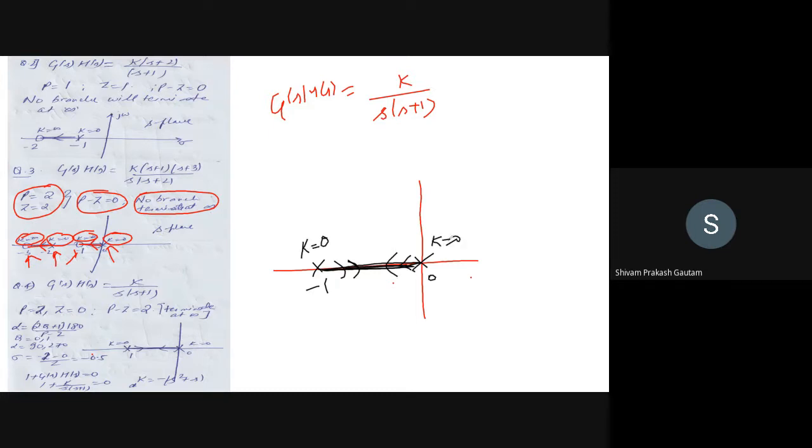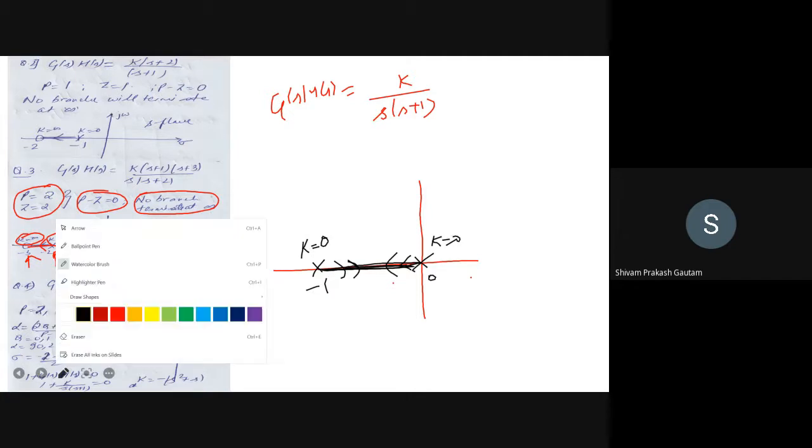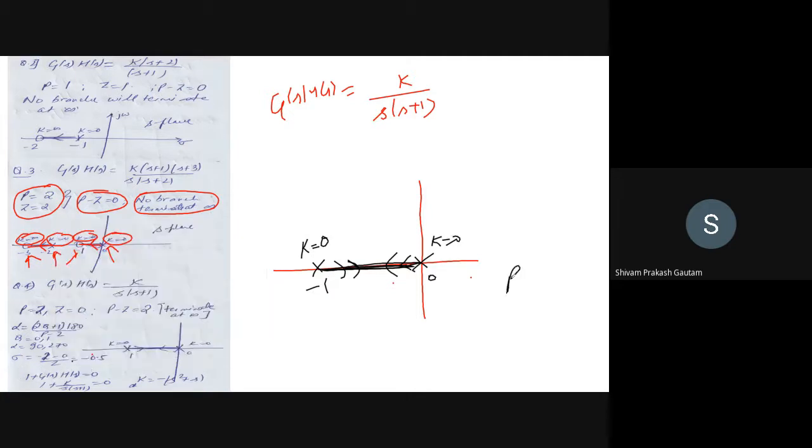And from this, you can observe that P is equal to 2 and Z is equal to 0. So P minus Z will be equal to 2. So two branches will terminate at infinite. So you can see that we will be having our breakaway point here. How you can calculate the breakaway point, we have already seen by putting dK by dS is equal to 0.